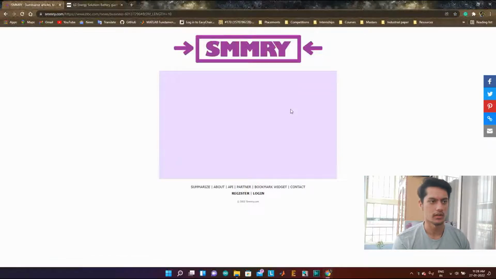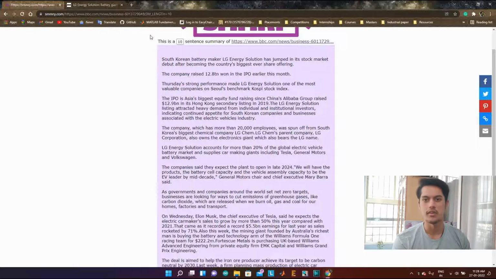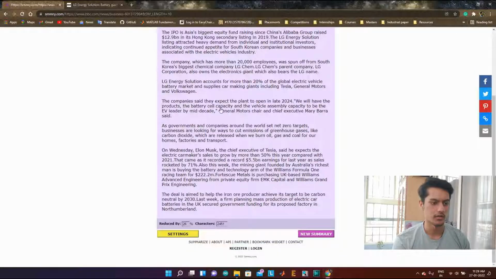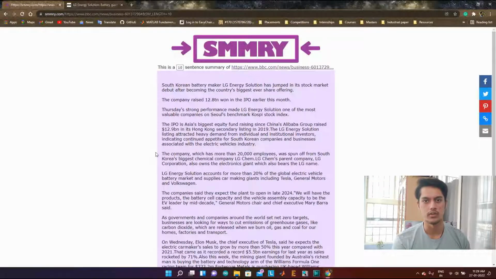It just takes a few seconds and it says this is a 10-sentence summary of the URL which you have uploaded, and these are the 10 sentences reduced by 26% with 2400 characters. I usually use this tool to write review papers and research papers so that I get a summary of the papers I'm referring to.